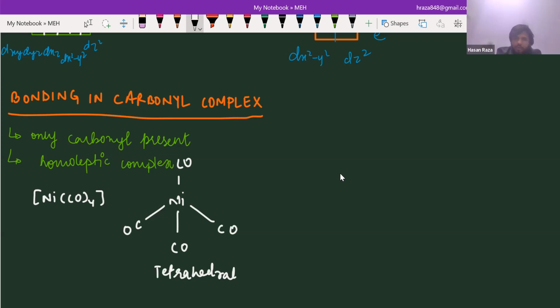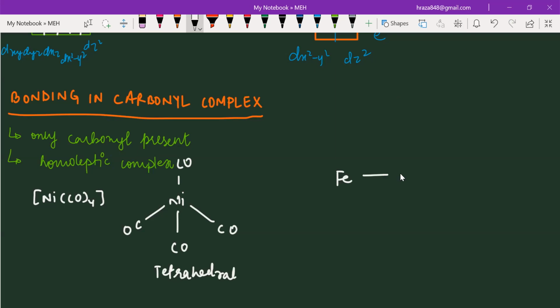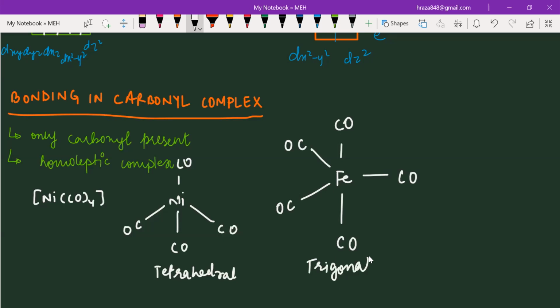And then comes Fe, and this is your CO, then this is your CO. It has coordination number 5, so it is trigonal bipyramidal.